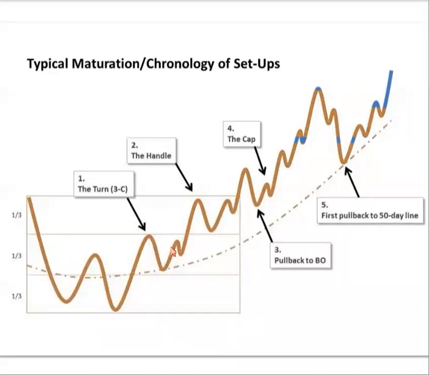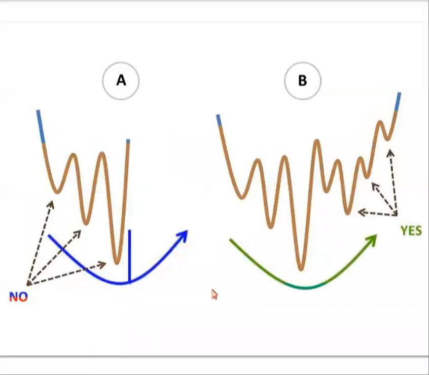So you have the 3C, or the cup completion cheat area, which will be a low cheat or a regular cheat. You have the handle. You have what we call a cap. That's when you break out and then you pull back to the breakout, and sometimes you'll form a little VCP, and from there you can get a pullback buy, and then sometimes I'll buy the first pullback to the 50-day line. I'm going to show you something or a few examples of that today also.